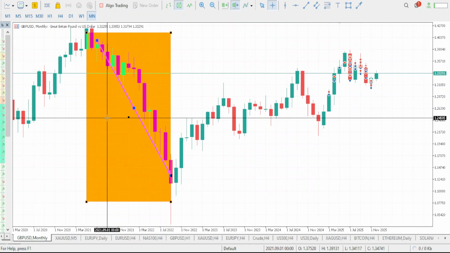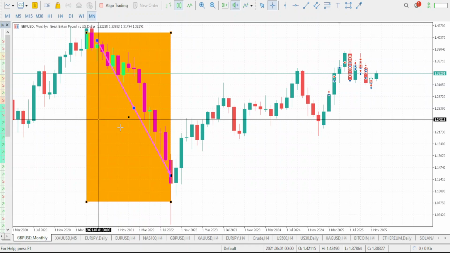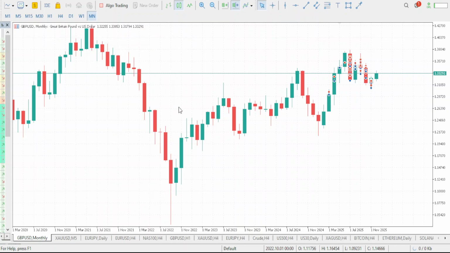This was the year 2021 and 2022, right? Within this period, the market dropped. Eventually, the market corrected itself. And guess what we are doing right here? We are now in an uptrend move. The market is now trending upward. So let's see it this way.